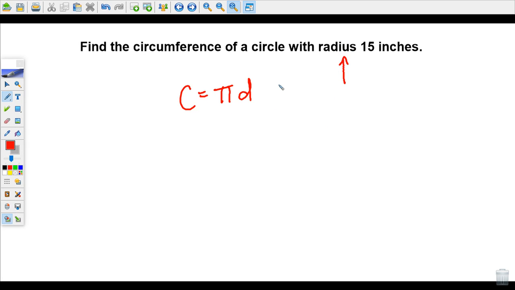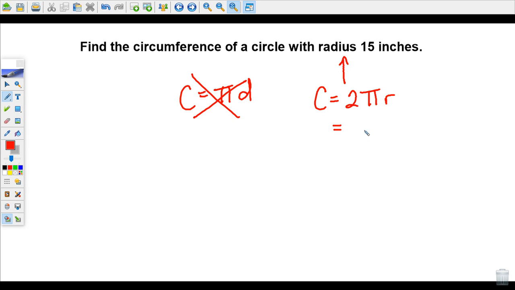Since radius is just half the diameter, you just multiply this radius by 2 to get the diameter. So another formula that you can use is actually this one, 2 times pi times radius. So the radius gets multiplied by 2, and then we multiply by pi. So I'm actually not going to use this formula since it gives me the radius. I'm going to use this one.